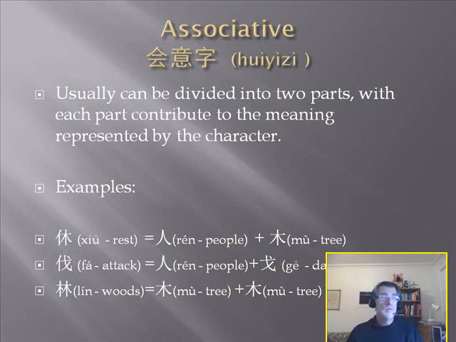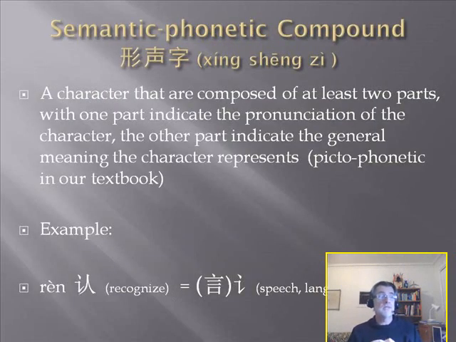And then we've got 林 for woods or forests. So we've got two trees together to express the idea of multiple trees, therefore a forest. The final one is the semantic phonetic compound, and that in Chinese is called 形声字. My apologies, I've been very remiss.